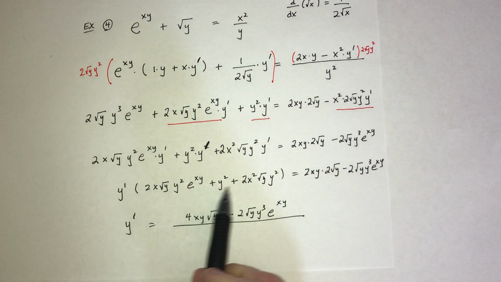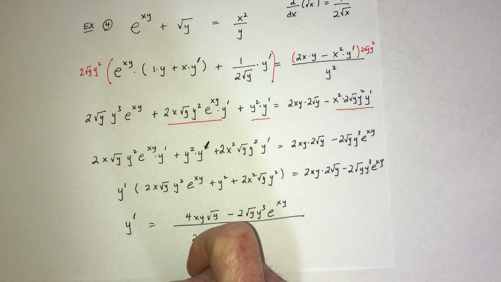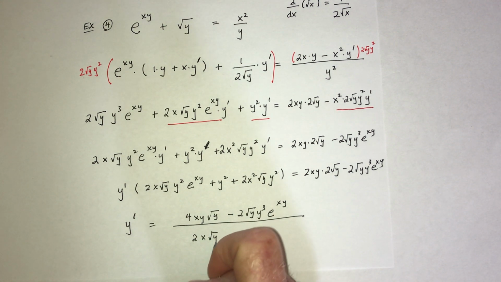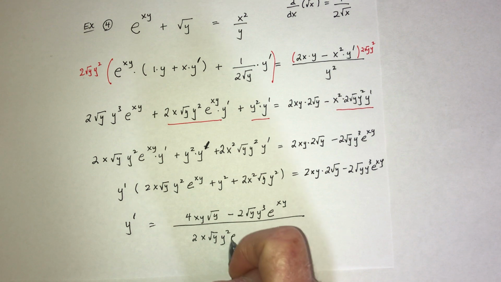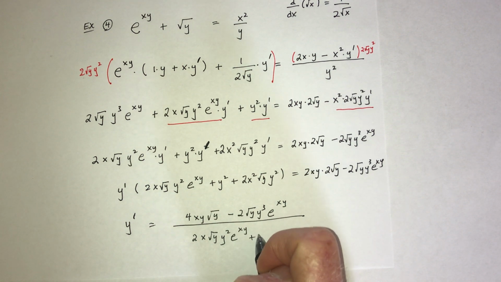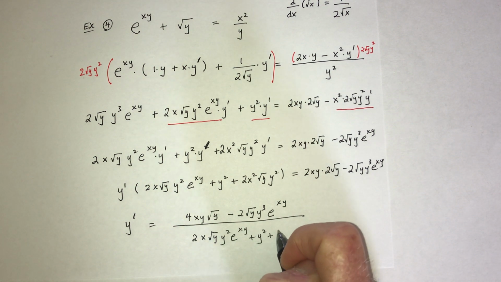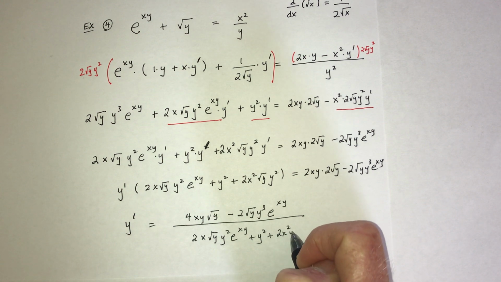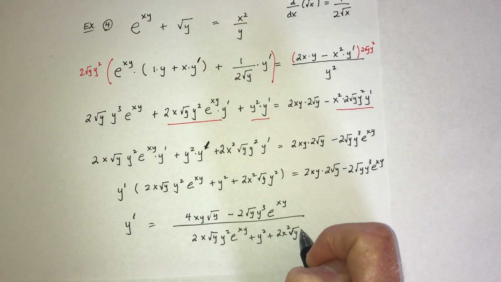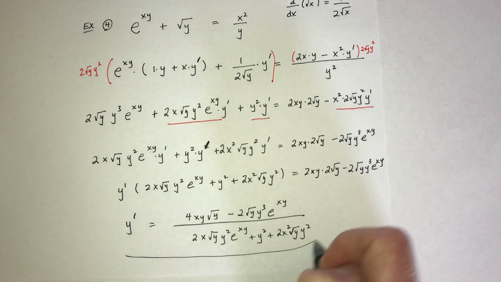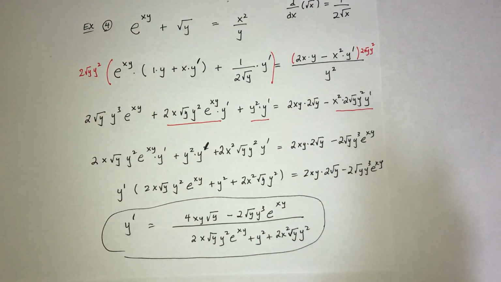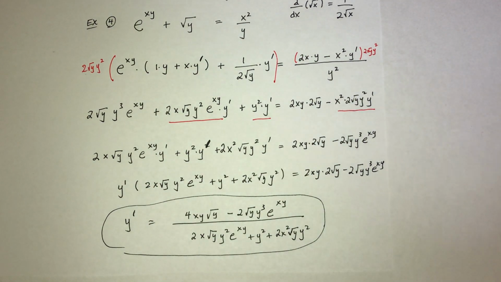And then divide both sides by this. So 2x squared of y, y squared, e to the xy, plus a y squared, plus a 2x squared square root of y, and y squared. That was fun.